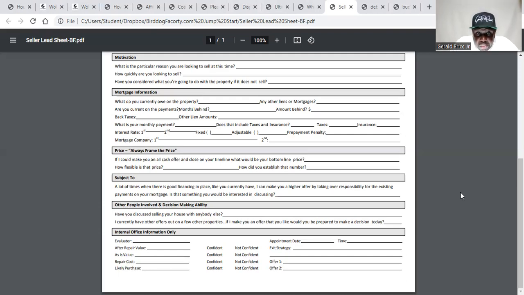I currently have other offers out on a few different properties. If I make an offer that you like, would you be prepared to make a decision today? This is not my only deal going on. I've got a couple other deals that I'm working on, a couple other offers out there. If I was prepared to make an offer today that you like, would you be prepared to make a decision today? Basically, are you willing to sign this contract that I brought with me, if we can come to an agreement on a price?